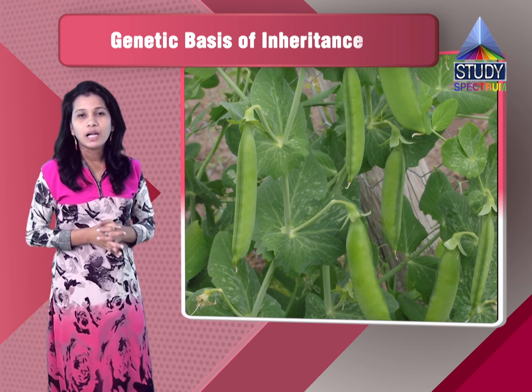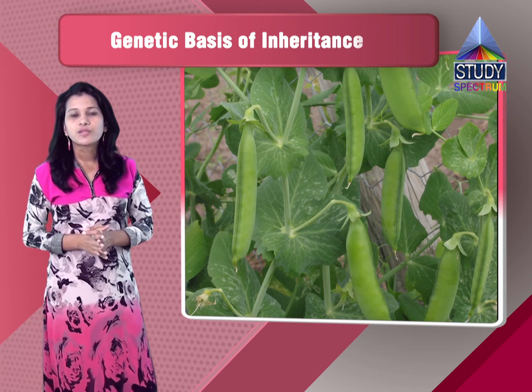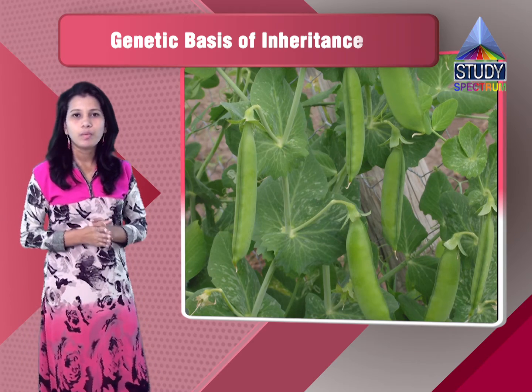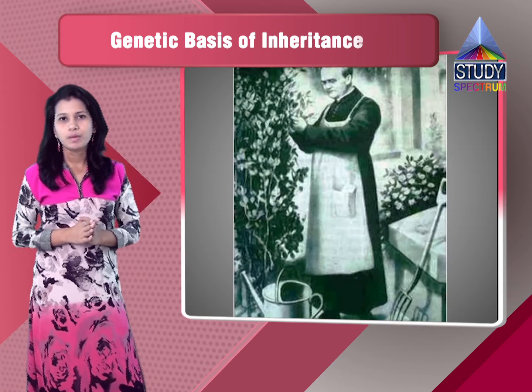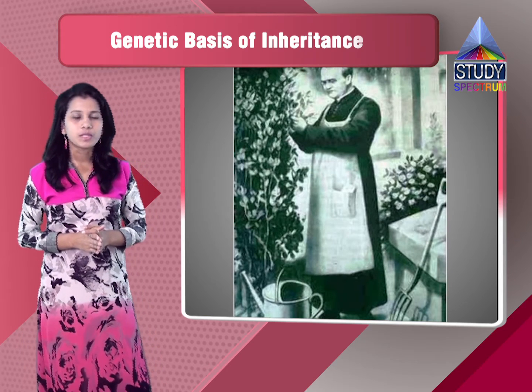That means the plant grows throughout the year. Any season, any time, he can do the experiments using this plant. So the first reason is the garden pea plant is an annual plant, and hence Mendel selected the garden pea plant, that is scientifically known as Pisum sativum, for his experiments.